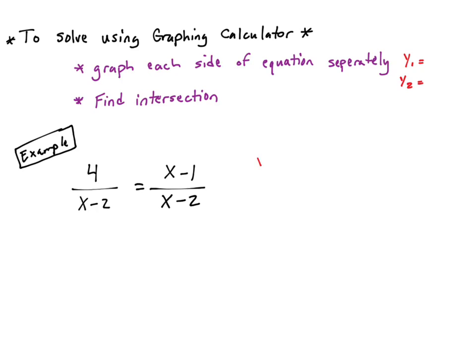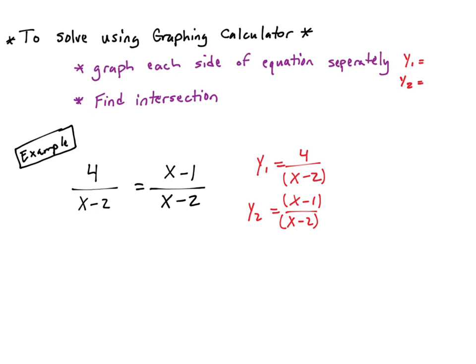Essentially on y1, you're going to put 4 over x minus 2. Make sure you use your parentheses accordingly. And then on y2, you're going to put x minus 1 divided by x minus 2. And so, like I said, use your parentheses, like parentheses here, here, and here. Then we would graph this and then find the intersection.